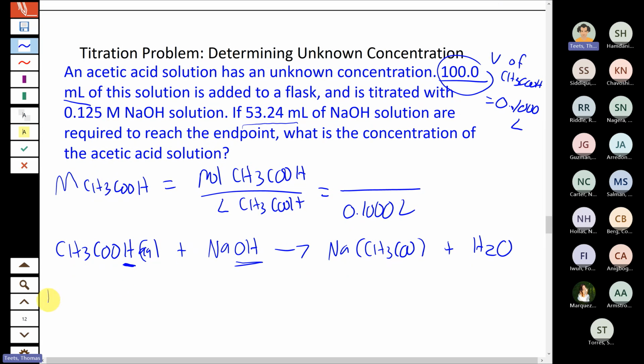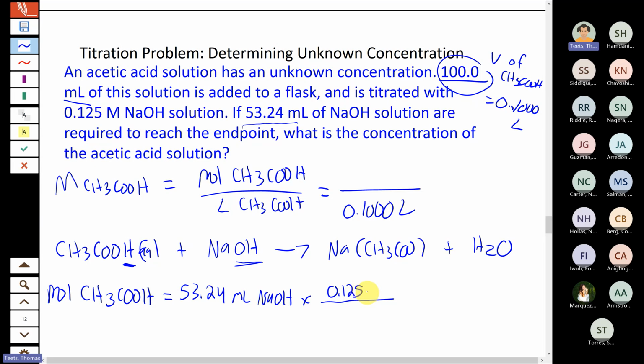So now we're ready to just do this problem exactly the same way as the previous one, where we calculate the moles of our acid using the information that we're given in the problem. So we start with the solution where we know the molarity and the volume, so we can calculate moles of that. So we have 53.24 milliliters of NaOH solution, and the molarity is 0.125 molar. So we can use that to figure out moles of NaOH per 1,000 milliliters. So that gives us the moles of one reactant.